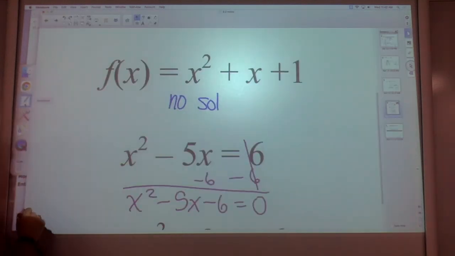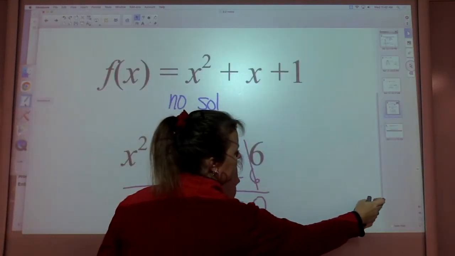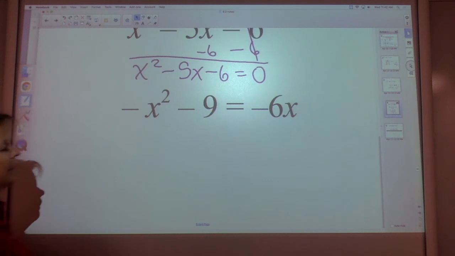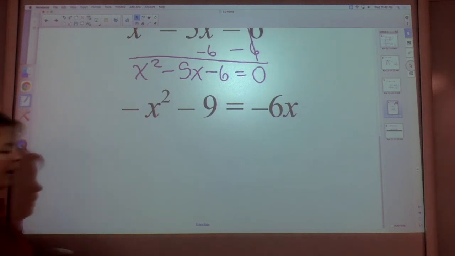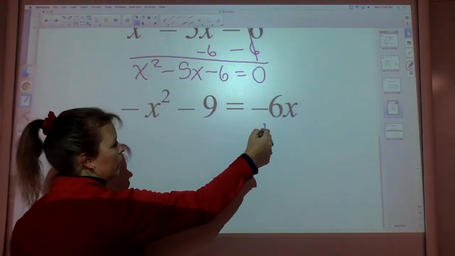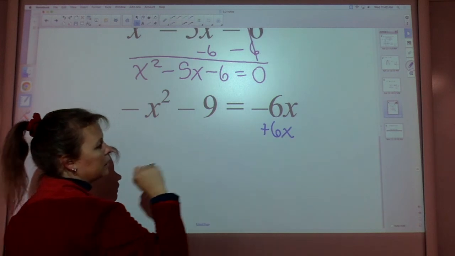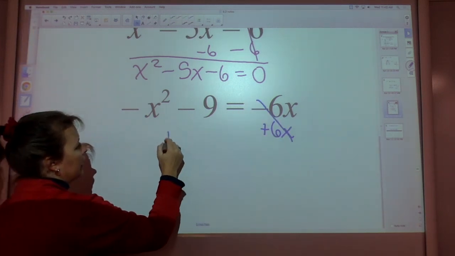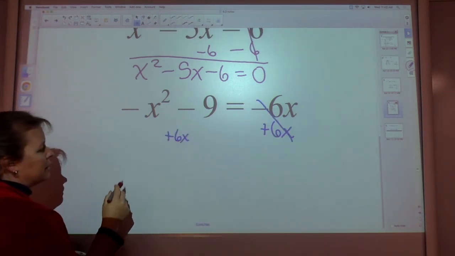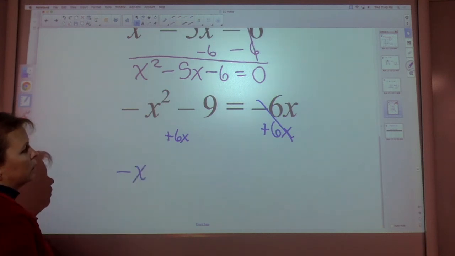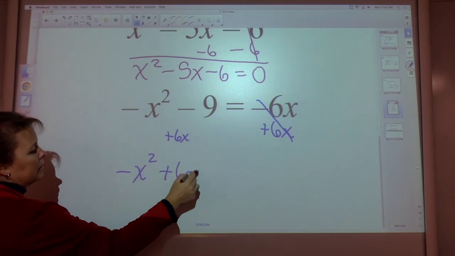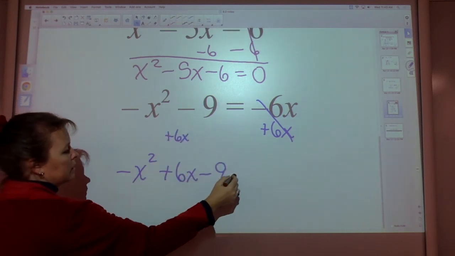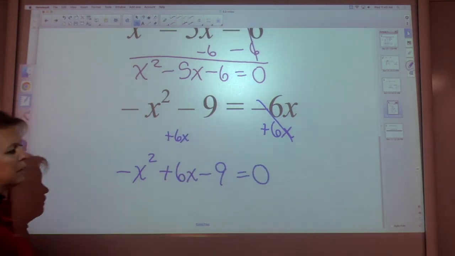All right, let's finish. Last one. We've got negative x squared minus 9 equals negative 6x. Again, not okay. It has to equal 0. We can't solve any quadratics until they equal 0, so we're going to add 6x. And carefully over here, we're going to add it to the middle and put it in order. Negative x squared plus 6x minus 9 equals 0.